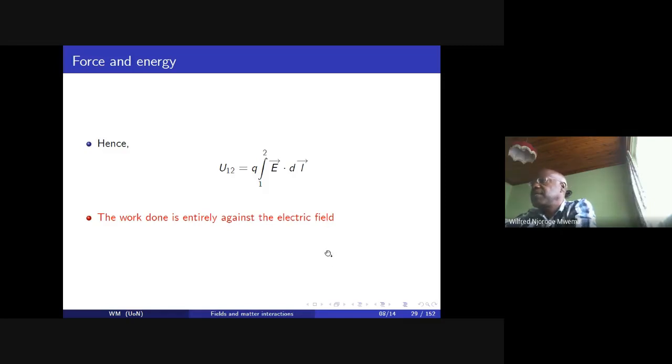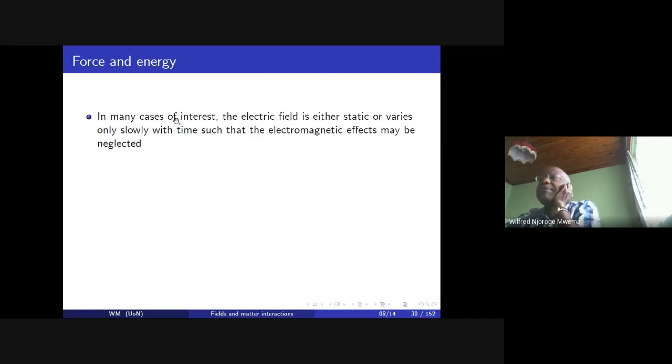And therefore, you can say that work done is entirely against the electric field. So it means that if we apply a magnetic field, we won't be doing any work on the charge itself, although we'll be changing its direction of motion. In many cases of interest, the electric field will either be static or only slowly varying with time, such that the magnetic effects can be neglected. That is, the charge itself is able to follow the variation of the electromagnetic field.